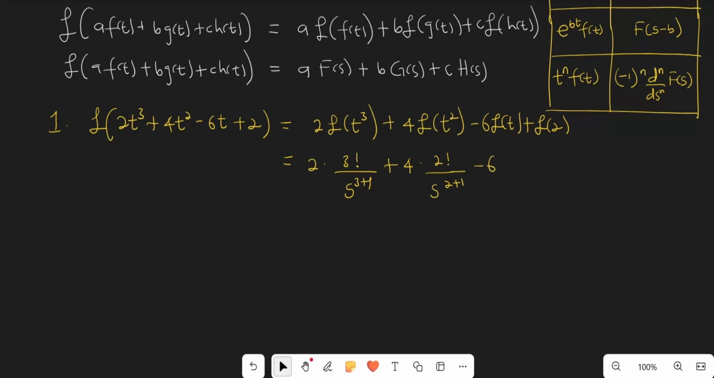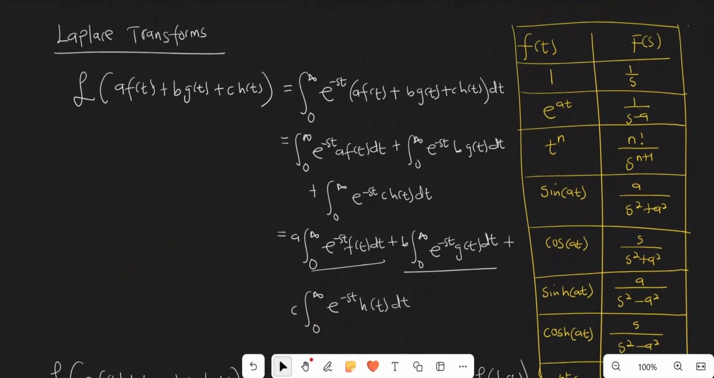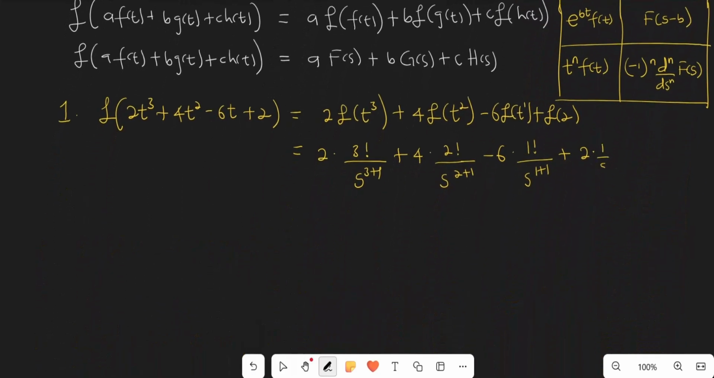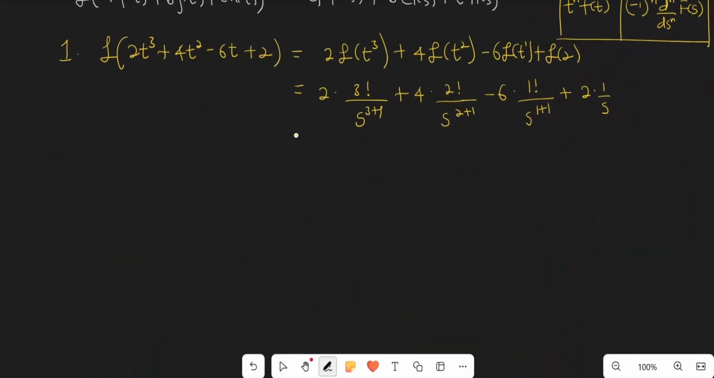The Laplace transform of t to the power 1 is going to be 1 factorial divided by s to the power 1 plus 1. This one is the Laplace transform of 2, so that can be written as 2 times the Laplace transform of 1. If we go back to our table, the Laplace transform of 1 is 1 over s. So this is 2 times 1 over s. Cool.